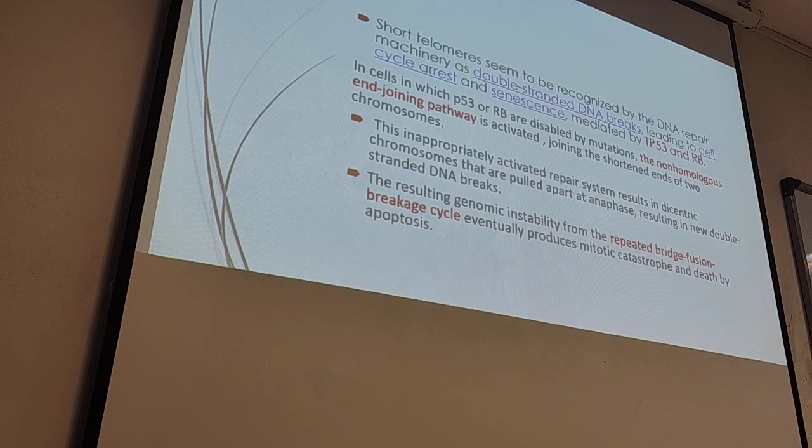And after that, they are pulled apart in the anaphase stage of mitosis and meiosis, resulting in a new double-strand DNA break. The resulting genomic instability from this repeated pathway is called the bridge fusion breakage cycle. So this fusion and breakage, we call this cycle the bridge fusion breakage cycle. Eventually this is stopped by apoptosis in the normal situation.